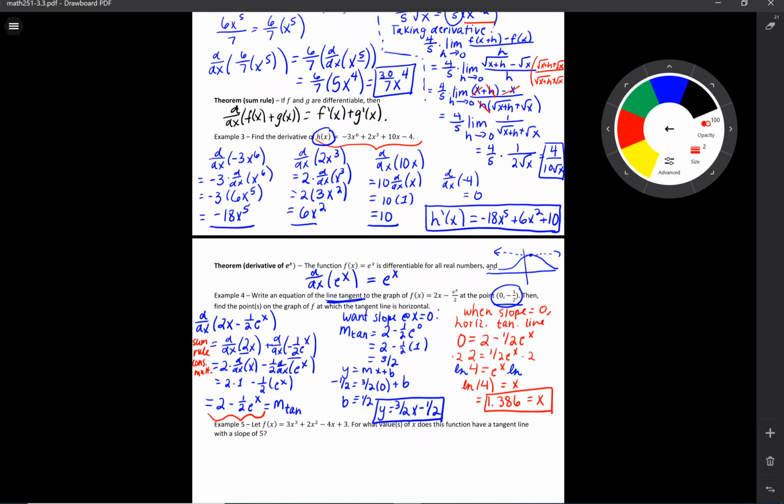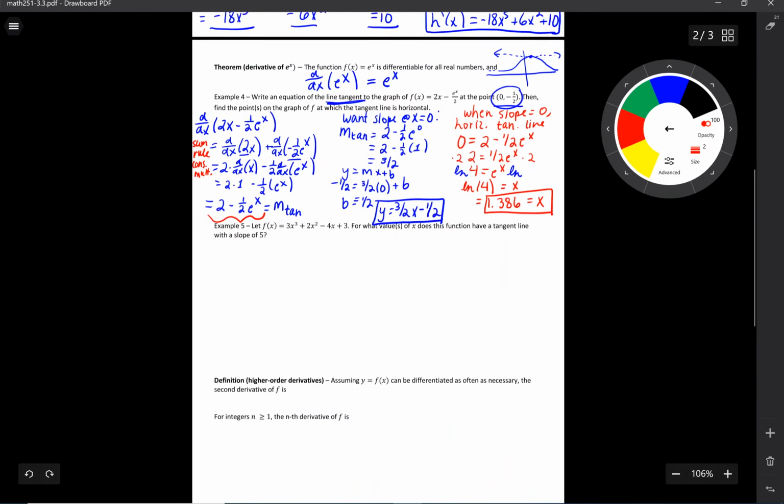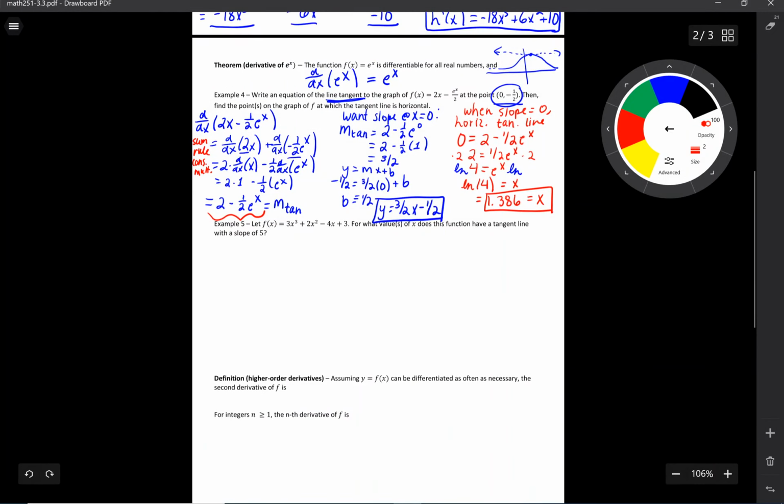Next we have a function f of x equals 3x cubed plus 2x squared minus 4x plus 3. For what values of x does this function have a tangent line with a slope of 5? So this tangent line is a giveaway that I need to find the slope, the derivative. So that will be my first step. I'm going to find the derivative of f of x, and then I'm going to use that to find where my derivative, or my slope, is equal to 5.